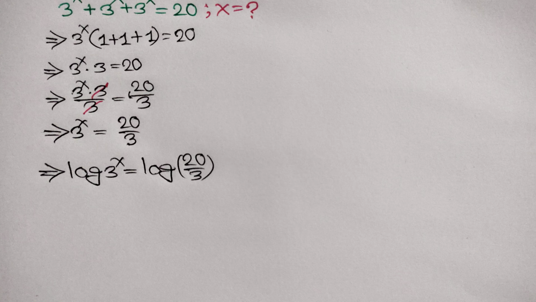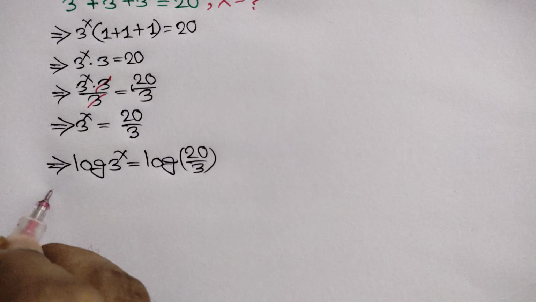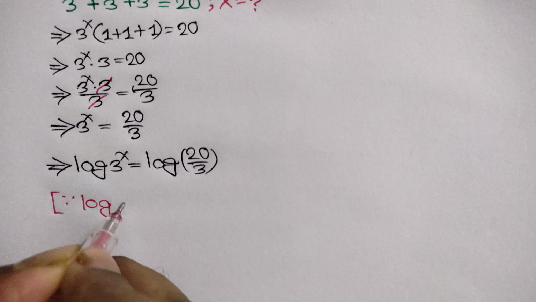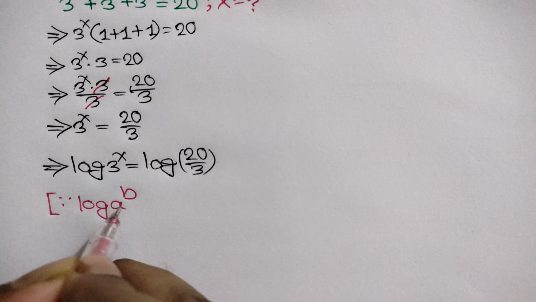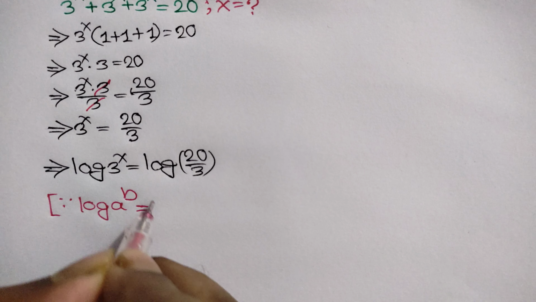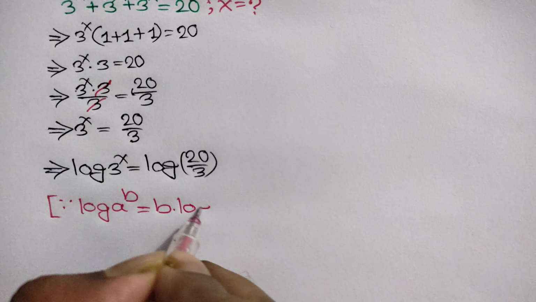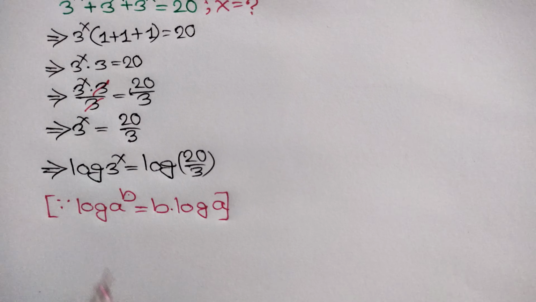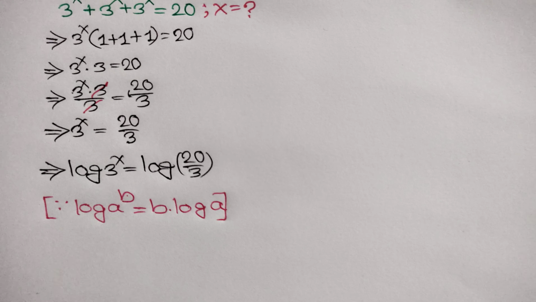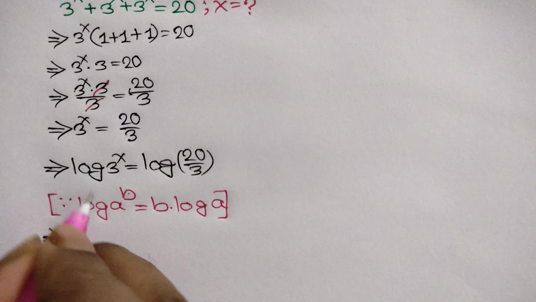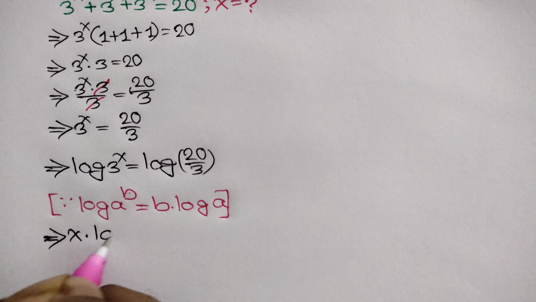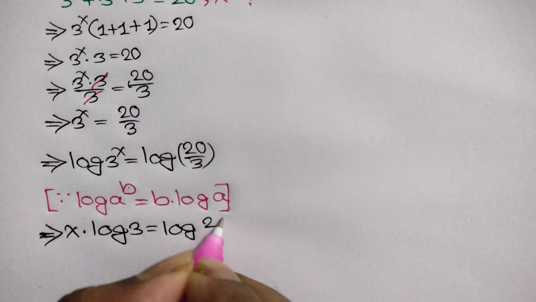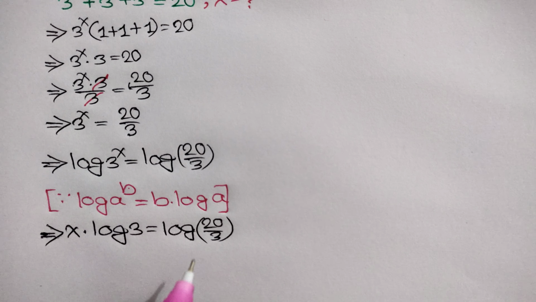Now we know that log of a to the power b is equal to b times log of a. That means this b moves here. Now apply this formula. Here we can write x times log of 3 is equal to log of 20 over 3.